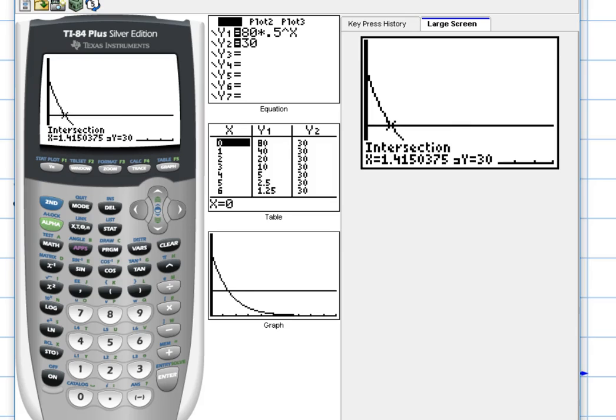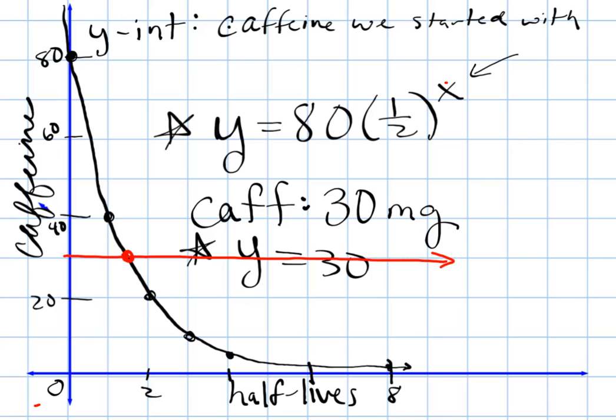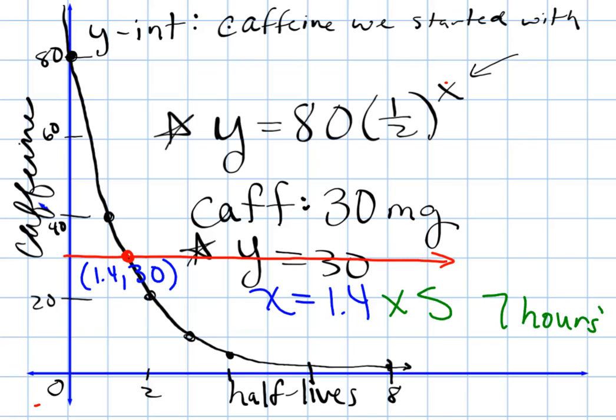Then it should say the intersection point is 1.4 comma 30. That means when y is 30, x has to be 1.4150375. So when y is 30, x is going to be about 1.4, because that's what that ordered pair is, 1.4 comma 30. But that's only telling us how many half-lives. What we really want is time. So we've got to convert from half-lives back to time. You times it by 5. So we multiply that by 5, and after about 7 hours, her caffeine level is down to 30 milligrams.